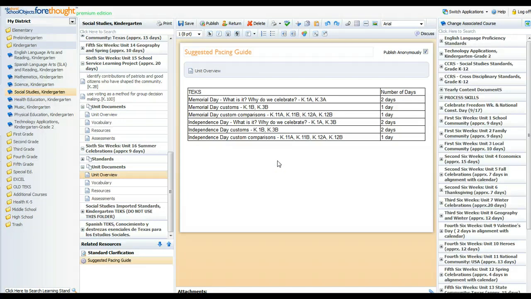And I know earlier in the year we might have done some things with Independence Day, but for this you want to talk to them because it's what's going to be going on when you're not with them. So, I have that you have 2 days for each one of these about what is it, why do we celebrate this, with Memorial Day customs, and then comparisons, how do different people celebrate.